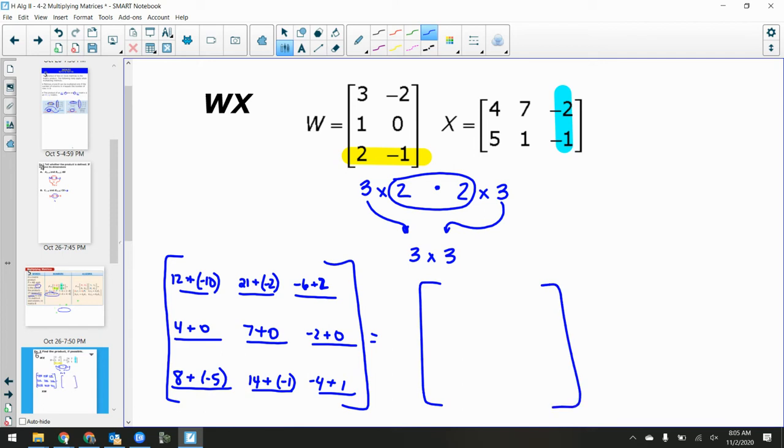Okay, 12 plus negative 10 is 2. 21 plus a negative 2 is 19. Negative 6 plus 2 is negative 4. 4 plus 0 is 4. 7 plus 0 is 7. Negative 2 plus 0 is negative 2. 8 plus negative 5 is 3. 14 plus negative 1 is 13. Negative 4 plus 1 is negative 3. And that's the resulting matrix product.